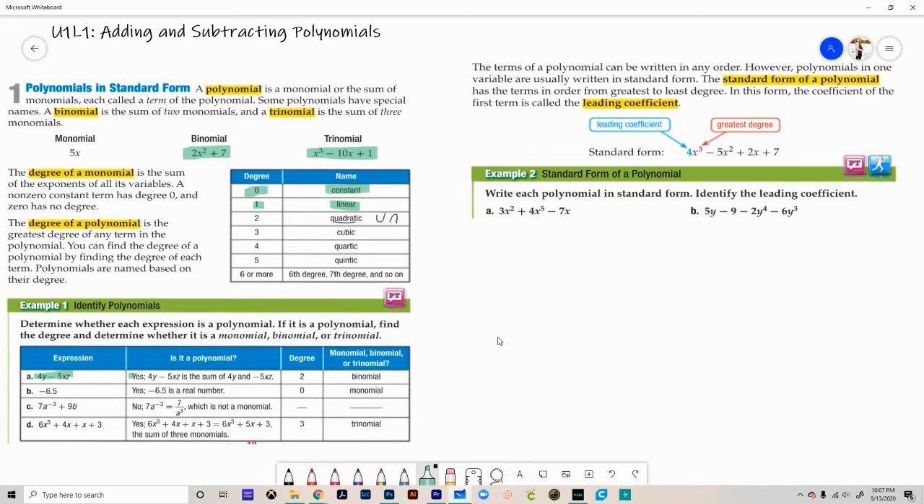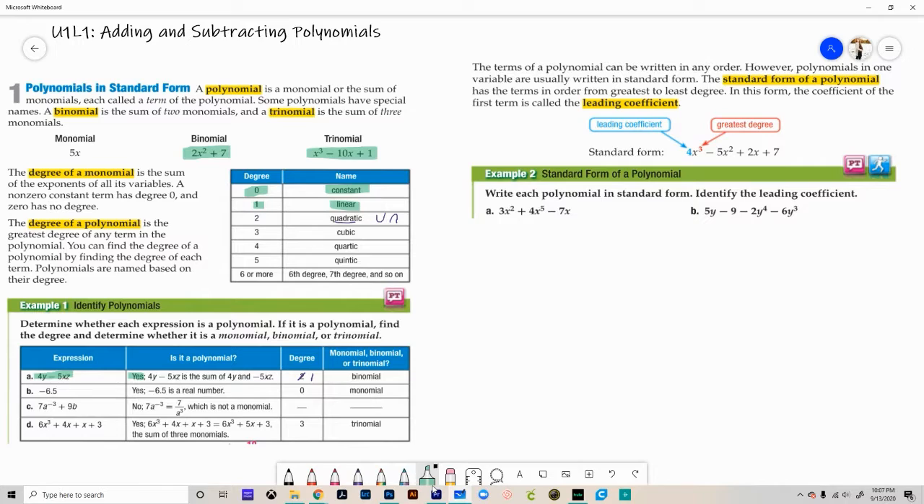This is a polynomial because it is the sum of two terms. The degree, I don't agree with the book here. The degree is 1 because there are no exponents, but there are variables, so the exponents of those variables would be 1. And this is a binomial because there are two terms being added or subtracted together, in this case subtracted.